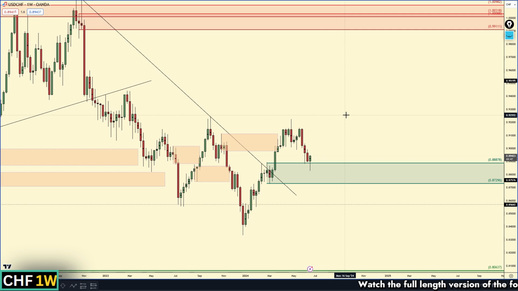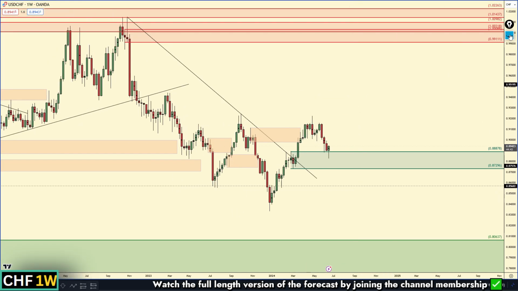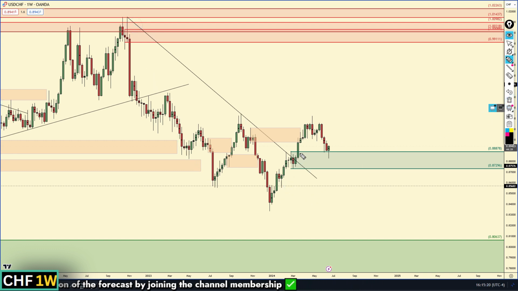All right, on to the USDCHF. A little bit of top-down analysis here. We're going to go back a little bit. You can see we had a beautiful, picture-perfect weekly downward trend line. So it was a downward trend. And then all of a sudden, we broke above the downward trend line. We removed supply.